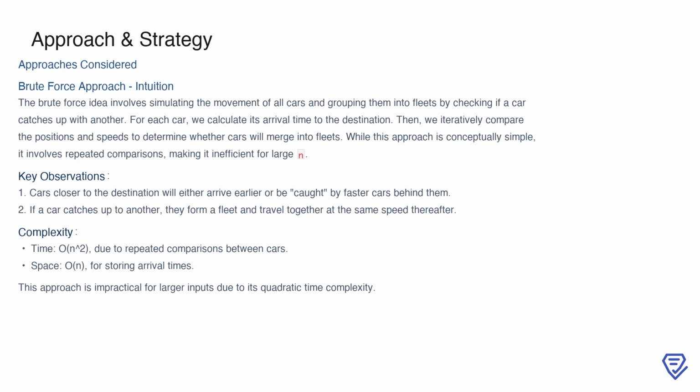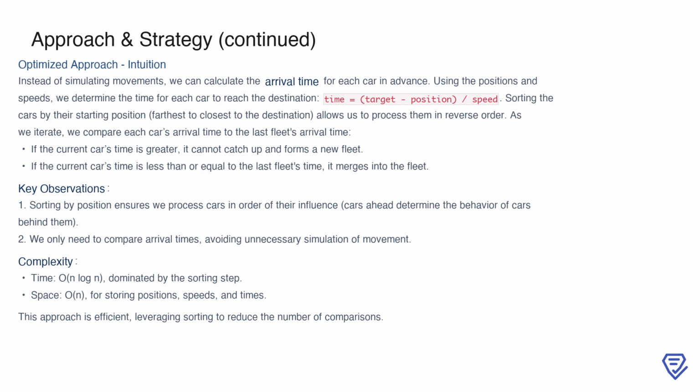While this method is straightforward and easy to understand, it becomes inefficient when the number of cars, denoted as n, is large. The key observations are that cars closer to the destination will either reach first or be caught by faster cars behind them, and once two cars merge into a fleet, they travel together at the same speed. However, because this approach involves repeated comparisons between every pair of cars, the time complexity is quadratic, or O(n squared). This makes it impractical for larger inputs, despite its simplicity. The space complexity, on the other hand, is linear, or O(n), as we need to store the arrival times of the cars. Now, let's look at the optimized approach.